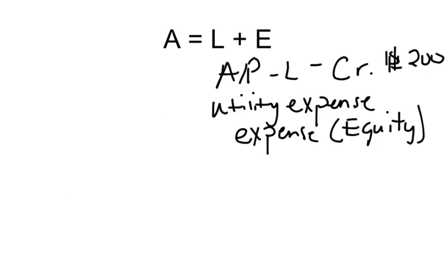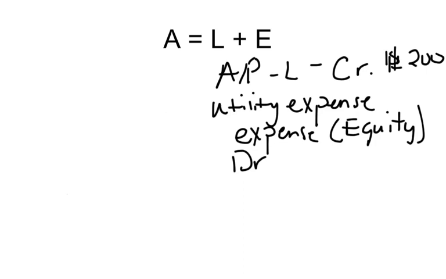Now, here's where it gets a little tricky. Remember we talked about expenses. This expense account itself, though, is it going up or is it going down? You have gotten a bill, $200. That means that the expense itself is going up. So how do we increase an expense account? Well, we would debit it. And what do debits do to retained earnings? They decrease retained earnings. So that means that your equity account is actually decreasing.